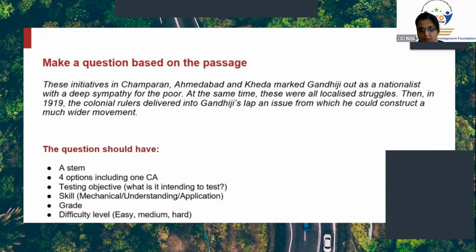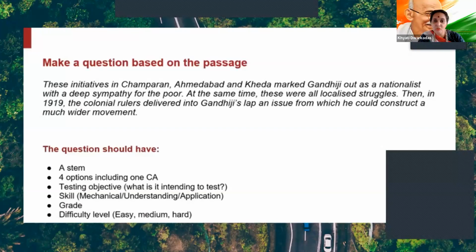Ma'am, there is no question in the chat. Yeah, but I was hoping somebody would at least frame one question on this passage. So which is the movement? Okay, in the chat only you can tell me which is the movement which we are talking about after Champaran, Ahmedabad, and Kheda. How did Gandhiji incorporate Satyagraha? Sandhya Vittalapuram. Great.